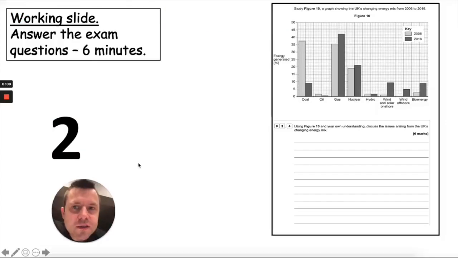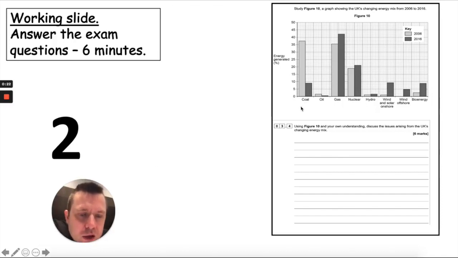Okay, wicked. So let's have a look at this question then. Like many questions in the resource management part of the exam paper, there are going to be graphs and things for you to work from. So it says, study figure 10, a graph showing the UK's changing energy mix from 2006 to 2016.